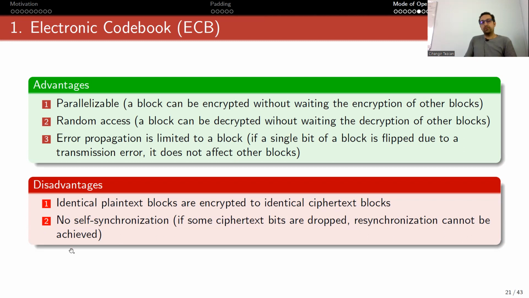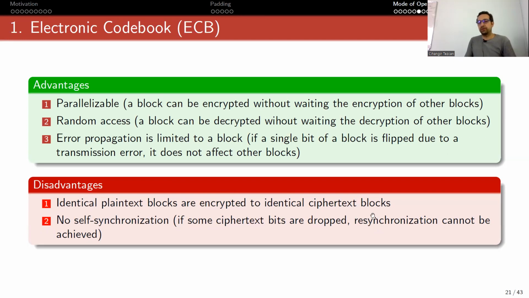I'm mentioning this because none of the modes of operation I'm going to talk about actually provides self-synchronization. But when we talk about stream ciphers, we will talk about asynchronous and synchronous stream ciphers. Then we will realize that such a property is a nice one. So this disadvantage is not removed in the following modes of operation I'm going to talk about, but we have to solve the other problem, right?